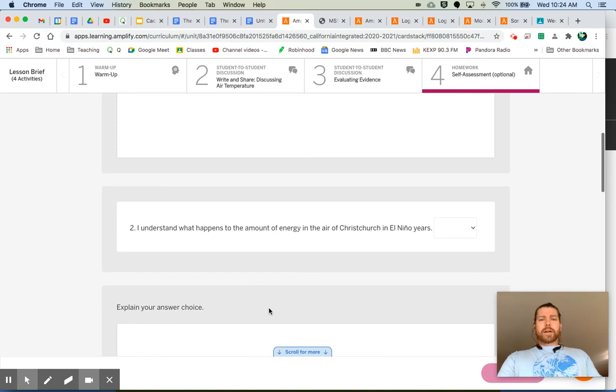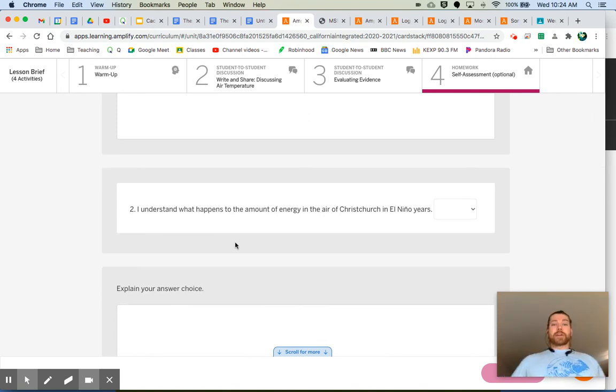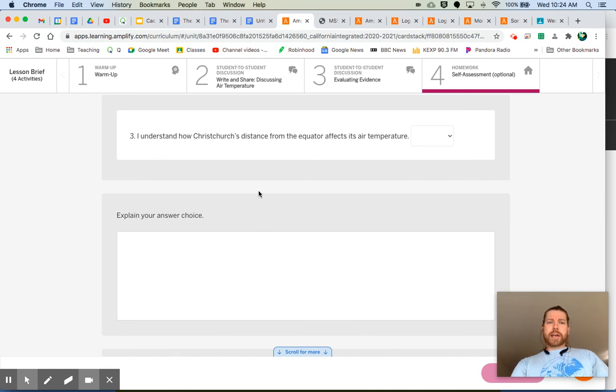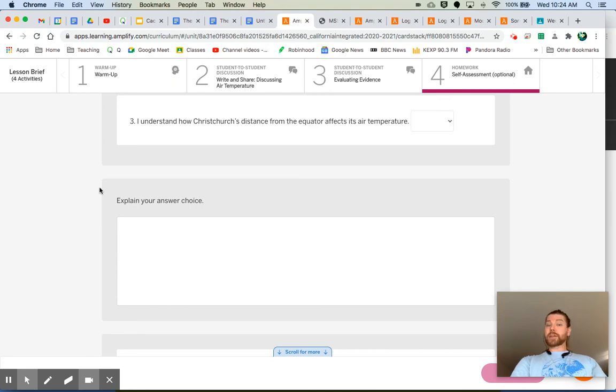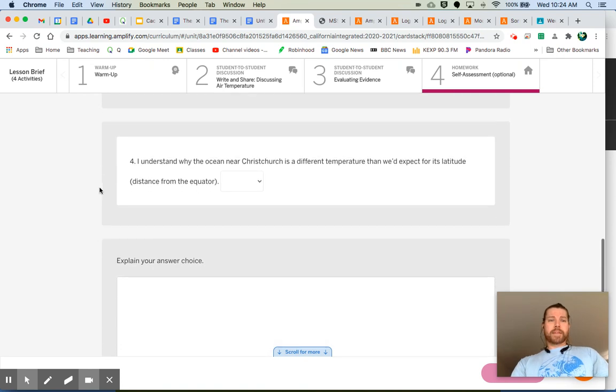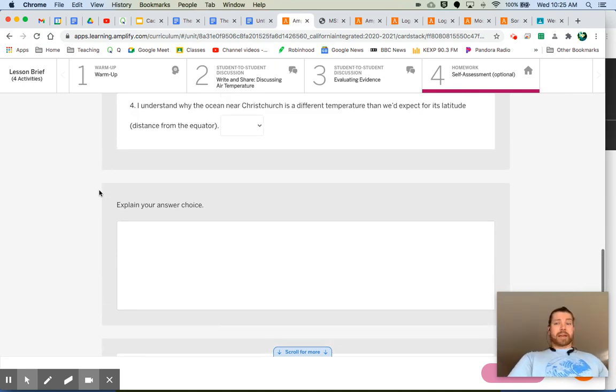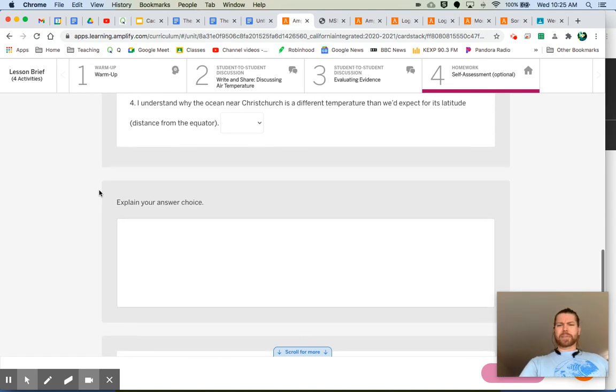Okay. This one too. I understand what happens to the amount of energy in the air of Christchurch in El Nino years. Well, what are we seeing? We're seeing that there's a difference in temperature. So how does that relate to a difference in energy? All right. And the third one, I understand how Christchurch's distance from the equator affects its air temperature. What have we said about latitude? How does latitude affect the temperature of a particular place? And then number 4, I understand why the ocean near Christchurch is a different temperature than we'd expect for its latitude. I don't know that we understand that yet. I don't know that we've really talked about that yet.